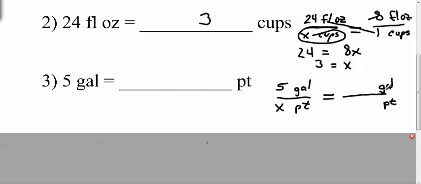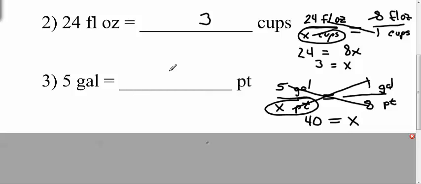Now you probably know that 1 gallon is 4 quarts, but each quart is 2 pints. So we have 4 quarts and each one of those is 2 pints. So 1 gallon is 8 pints. It's also 16 cups if we needed to know that, but we don't for this problem. Now cross multiplying, we get 5 times 8 is 40. And X times 1 is equal to X, and X is in pints, so our answer is 40 pints.